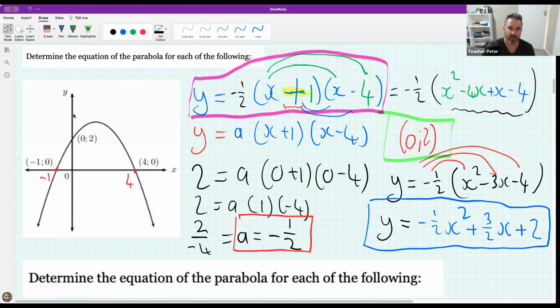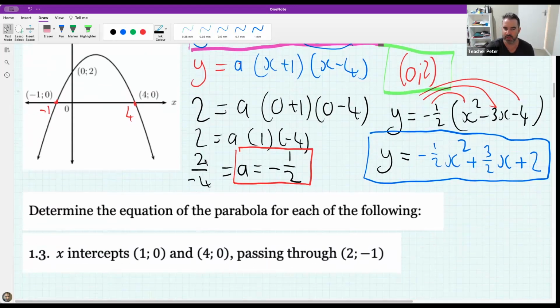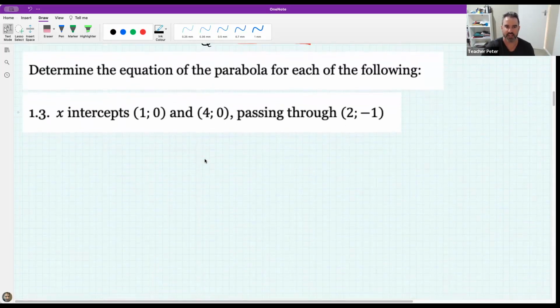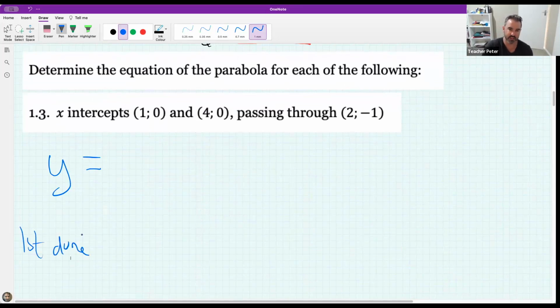Let's do another one where we practice this. We just keep on swimming, okay? We just keep on practicing. So it says here, determine the equation of the parabola for each of the following. I want you guys to write down the very first line that you think I'm going to write. And once you've done the first line, just say first done in the chat, because then I know we'll do it step by step now together.